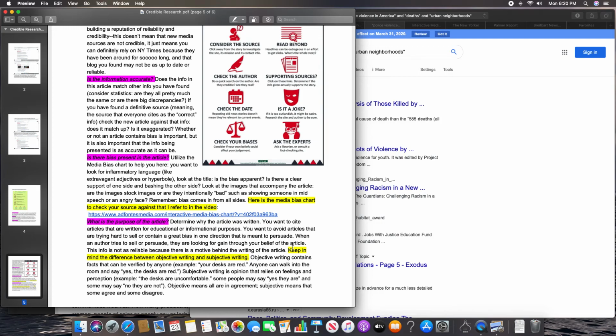Super important. Objective writing contains facts that can be verified by anyone. Example, your desks are red. Anyone can walk into the room and say, yep, the desks are red. It's a verifiable fact. Subjective writing is opinion.